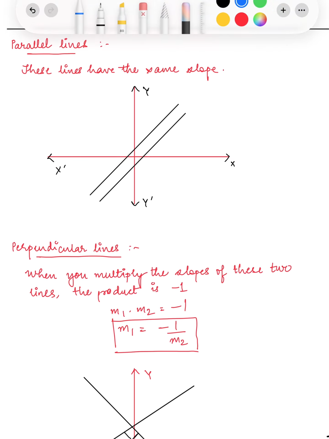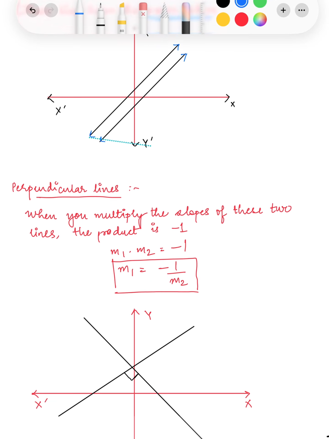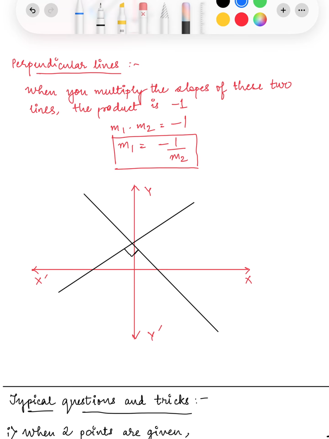Now we come to the concepts of parallel lines. These two lines are parallel to each other, and if they are parallel, they will have the same slope. Similarly, if they are perpendicular, what do we mean by perpendicular? That they are intersecting each other at a 90-degree angle. So if we have two lines like that, the product of their slopes will be -1. So if one line has a slope of m1, the other line has a slope of m2, the product of that will be -1. So basically, if we have one line, the other will be the negative of the reciprocal of the first slope.